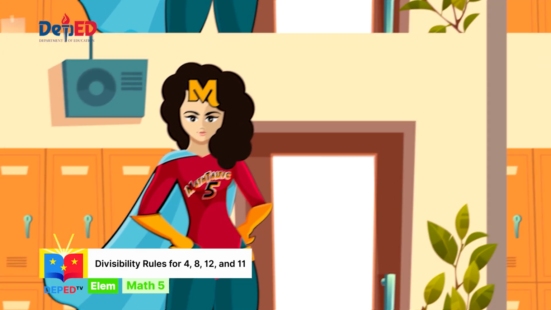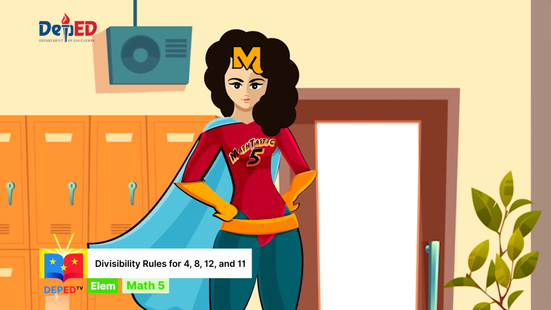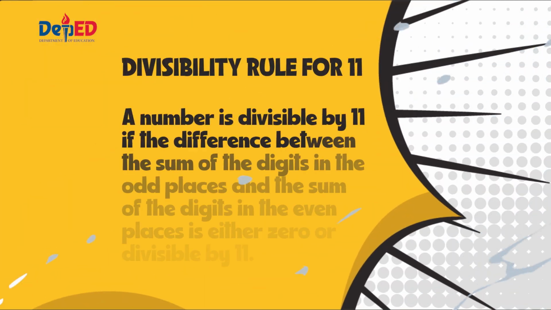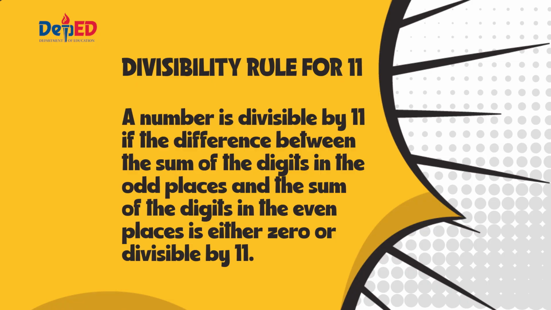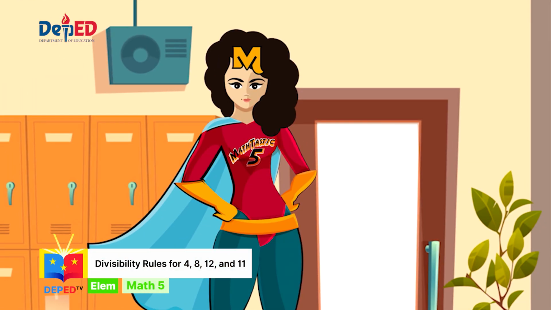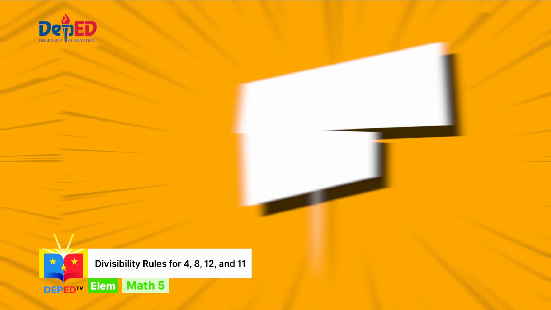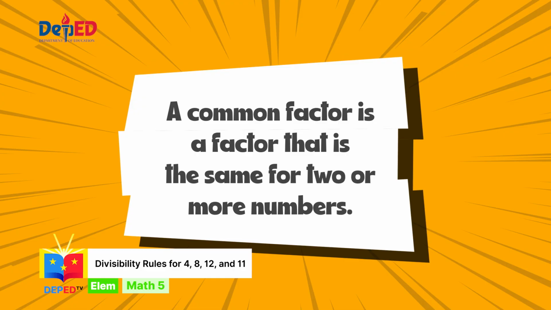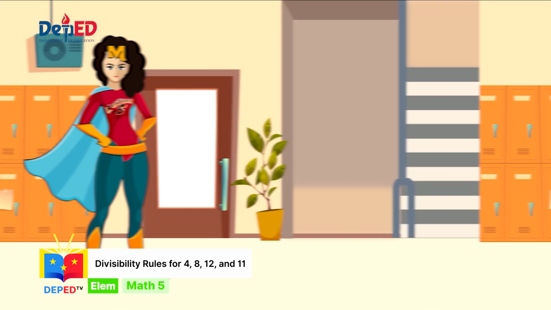And how will you know if a number is divisible by 11? A number is divisible by 11 if the difference between the sum of the digits in the odd places and the sum of the digits in the even places is either 0 or divisible by 11. Now, what is a common factor? A common factor is a factor that is the same for 2 or more numbers.